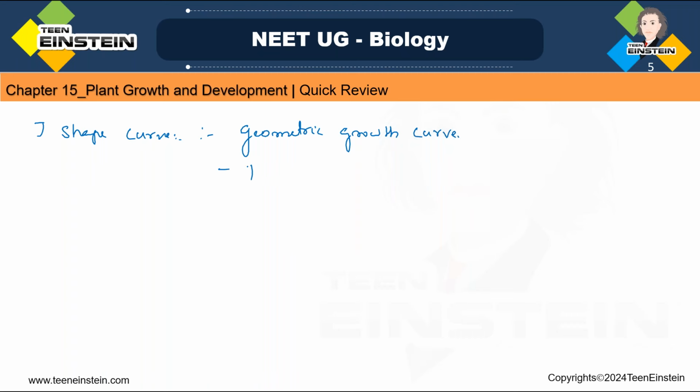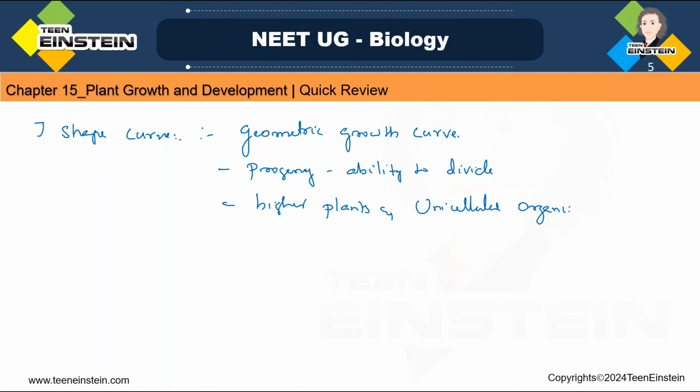In the geometric growth curve, the progeny have the ability to divide, and that will continue like that. The progeny retain the ability to divide and will continue to do so. This type of growth curve is shown by higher plants and unicellular organisms.